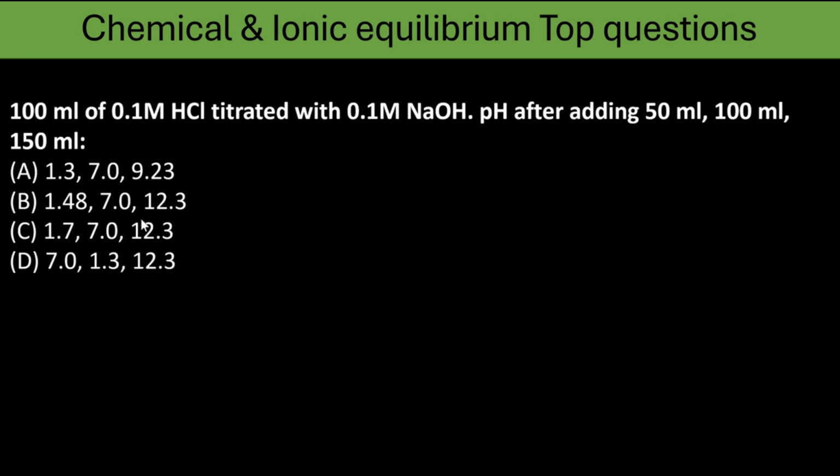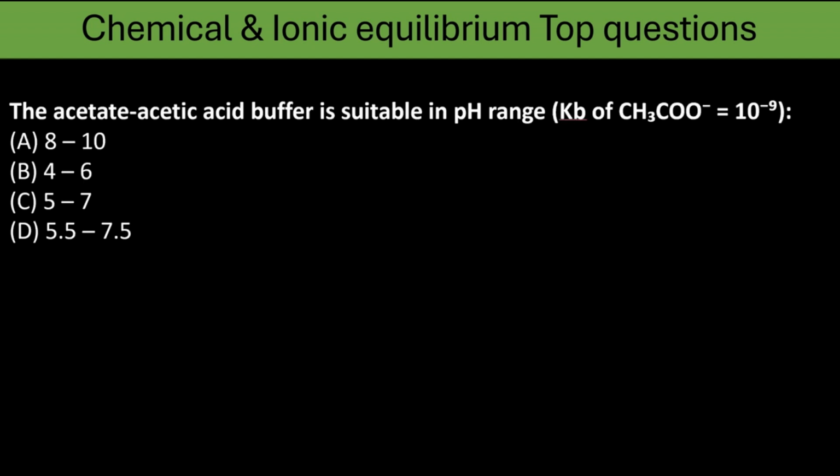So similarly, you can solve this question also. 100 ml of 0.1 molar HCl is titrated with NaOH. Find the pH after adding 50 ml, 100 ml and 150 ml. First you have to find the equivalents. After adding 50 ml of NaOH, first we have to find the HCl initially, and do it for 100 ml and 150 ml also. Let me know your answer in the comment section.